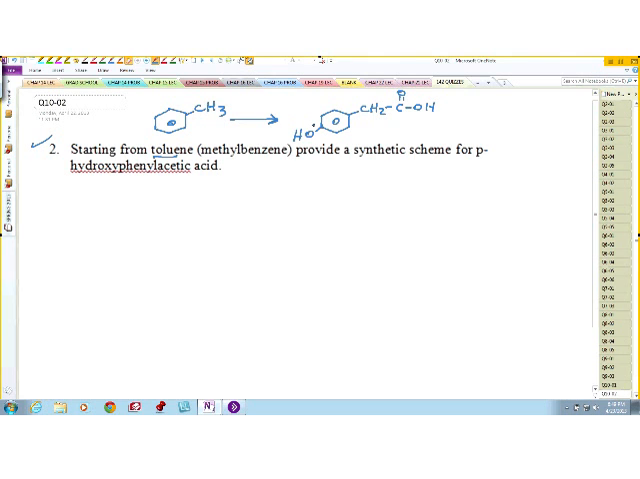Okay, if you do the analysis of this problem here, we see here, if we assume that this carbon here will be this carbon, right? So what that tells us, we need to introduce the hydroxy group in the para position. What reagent do we know that will introduce a hydroxy group to a benzene molecule?